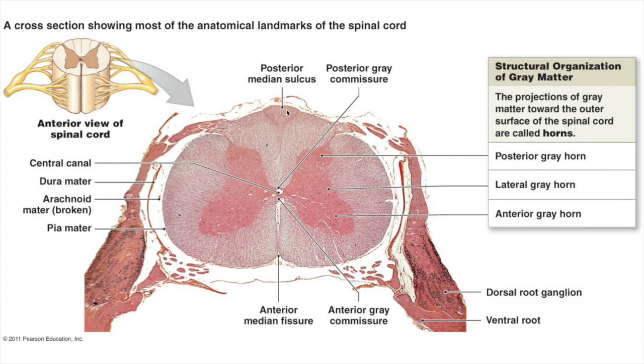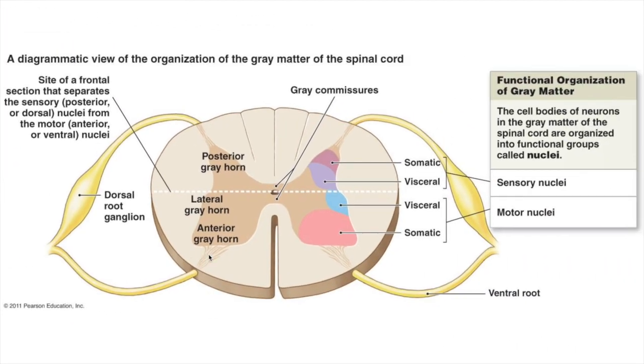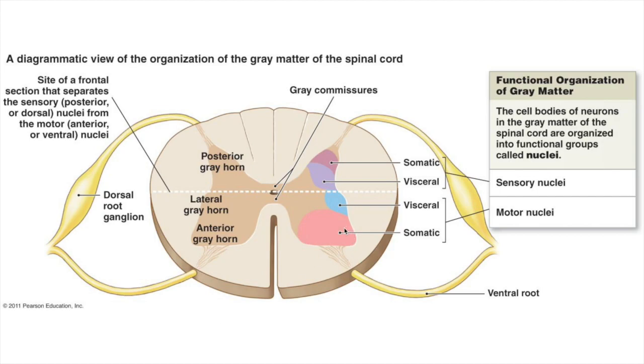Alright, if we look at the cross-section of the spinal cord, the posterior half, towards the back, is going to be sensory, and the anterior half is motor. And if we look at these figures, it will tell us here's motor nuclei for the somatic muscles, here's for visceral things, and sensory for visceral and somatic.